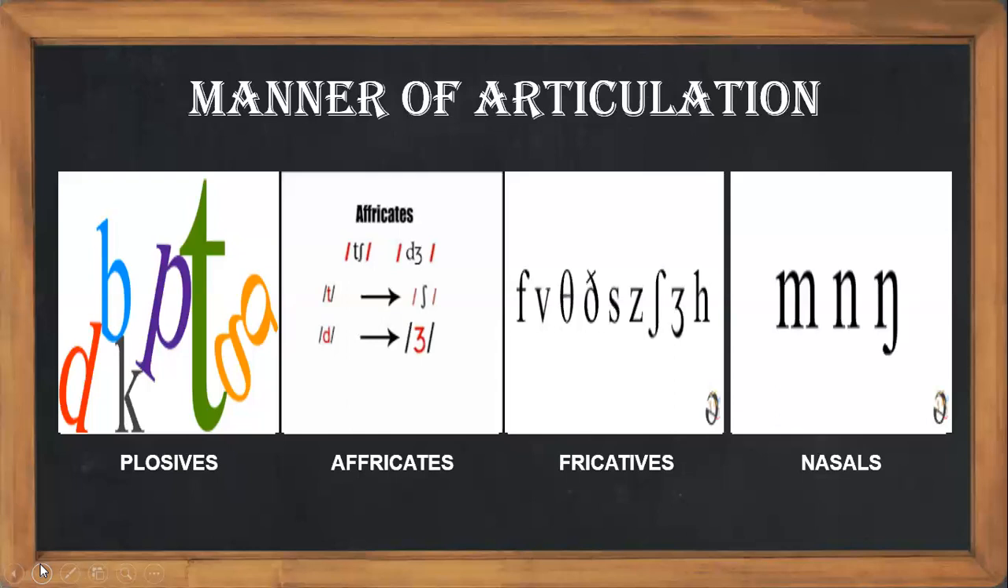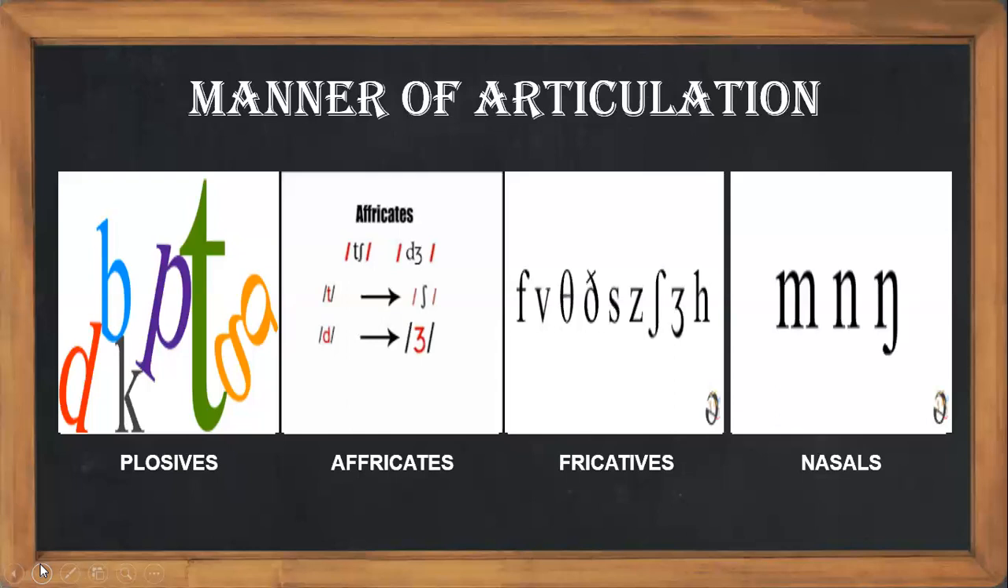Complete closure, the active and the passive articulators come completely close, and then slowly the air is released. Not with an explosion, not suddenly, but slowly it is released. The manner of articulation of affricate sounds is produced by complete closure followed by slow release, which results in friction. If the active articulator is removed slowly from the passive articulator, instead of an explosive noise, a friction will be heard.